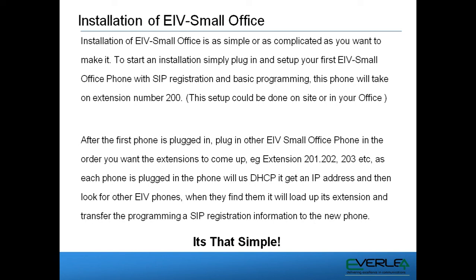The installation of the EIV-Small office is as simple or as difficult as you wish to make it. You can literally have the phone programmed up in your office with the SIP registrations and courier it out to the customer. They can plug it in and it'll work. Because the EIV runs behind the NAT and is a DHCP type setup, we could literally plug the EIV into pretty much any network, and it'll automatically start up and register and start working.